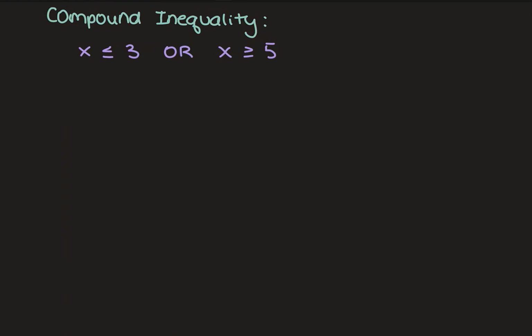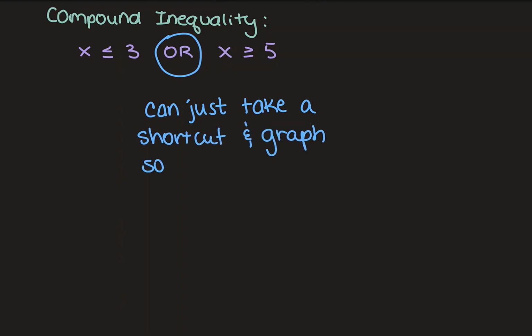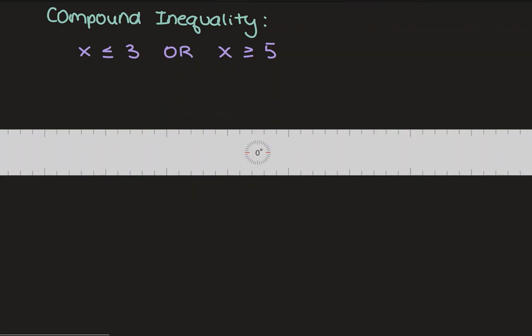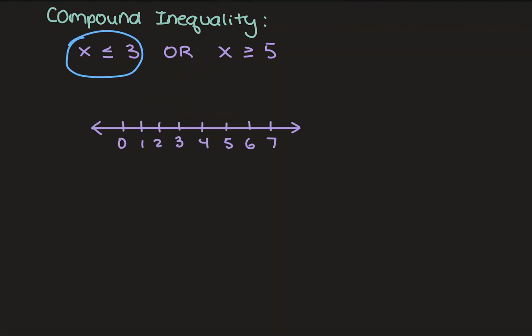Okay, so for the or compound inequalities, we can just take a shortcut and graph the solution on the same number line. So to graph this inequality, we place a closed circle at 3 and shade everything less than 3. And to graph the other inequality, we place a closed circle at 5 and shade everything to the right. Again, you could only do this shortcut for the or compound inequality.